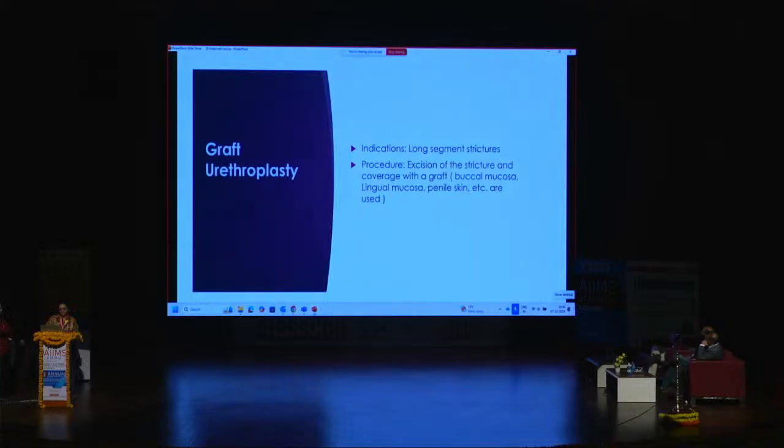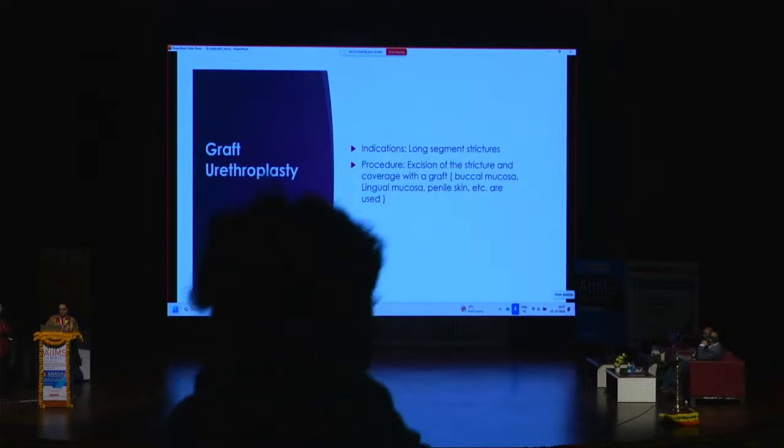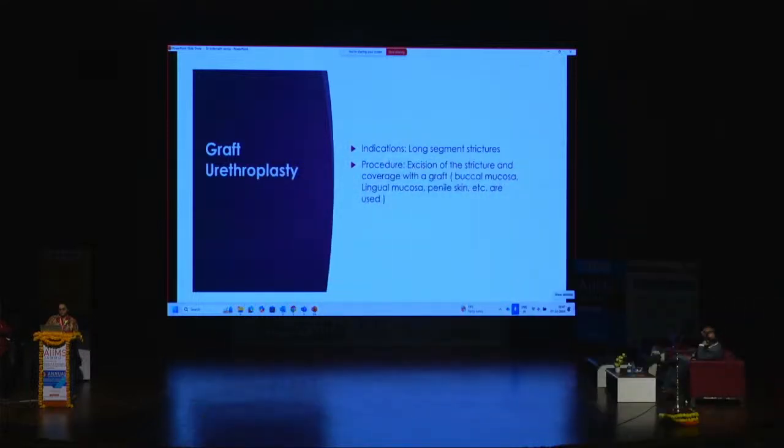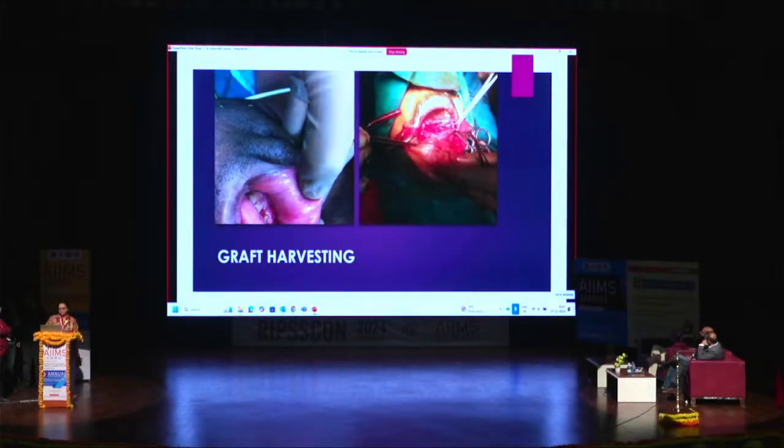Yeah, graft urethroplasty, we use the graft for long segment. We excise the stricture and cover with the graft, or we just augment it without excision. These are the techniques. The harvesting of graft is mainly from the buccal mucosa. At times when buccal mucosa is not good, we use tongue. The little part of the tongue, which is free from the taste buds, can be safely utilized. This is as good as, even better than, the buccal mucosa in my experience.